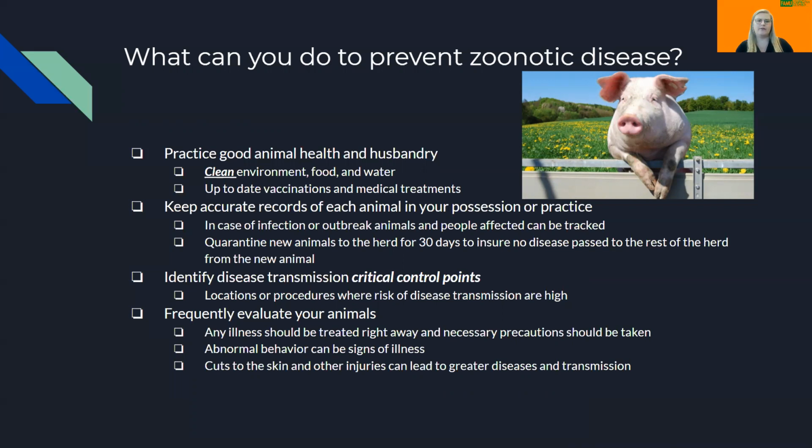And if it's available based on the breed and species that you're working with, make sure that they're up to date on their vaccinations and any medical treatments or any prevention that you can do. Keep accurate records of each animal in your possession or practice. In case of an infection or outbreak, animals and people affected can be tracked.